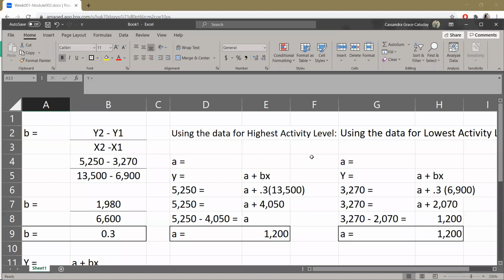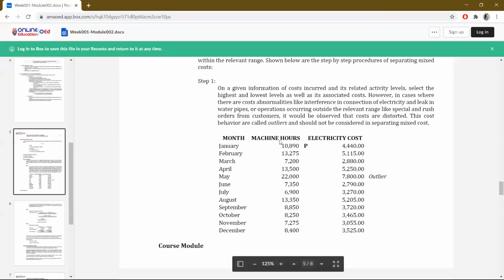Alright, ma'am. Sige, let's recall. In step 1, we identify the specific period or criteria. It depends on whether it is month, year, or it could be quarter. So in this case, month. So what is the specific period with the highest and the lowest? And watch out for outliers, because an outlier is not needed or is not used in our formula or analysis. In this case, the outlier was May, so we ignore it despite the fact that it has the highest machine hours as well as the highest electricity cost.